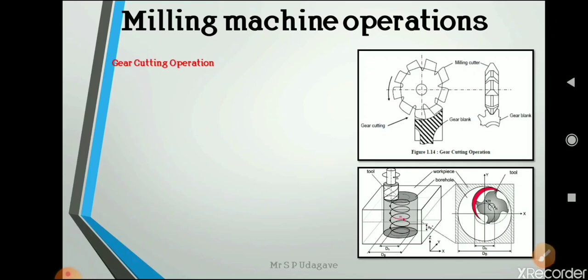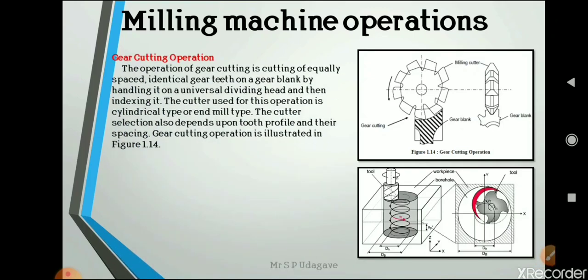The next operation is the gear cutting operation. In this operation, equally spaced, identical gear teeth are cut on a gear blank by holding it on a universal dividing head and then indexing it. The cutter used for this operation is of cylindrical type or end mill type. The cutter selection also depends upon the tooth profile and their spacing.